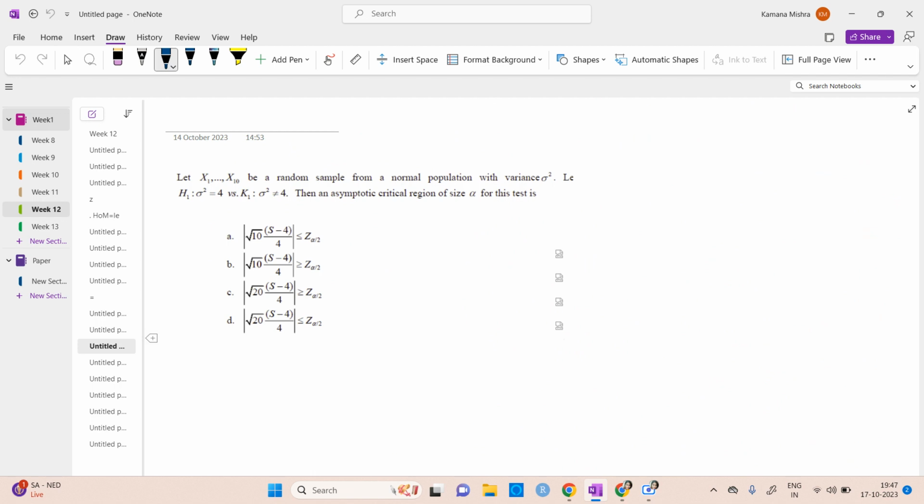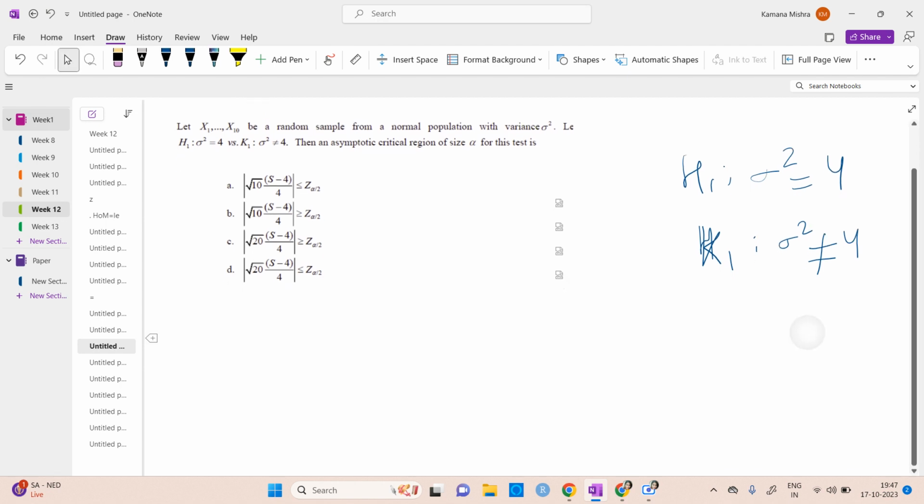Moving to the next question. What is given here is sigma square, so we are testing variance. The null hypothesis is sigma square equal to 4, and the alternative is sigma square not equal to 4. We want to find the asymptotic critical region of size alpha for this test.